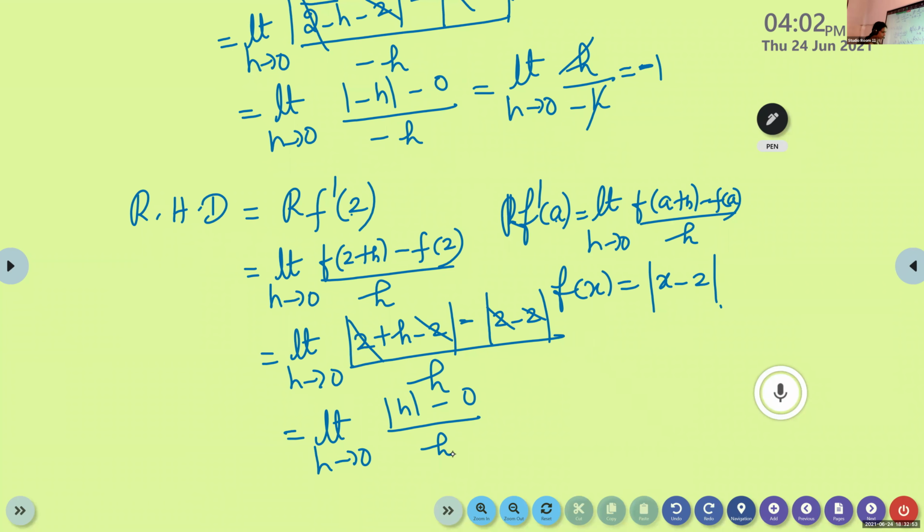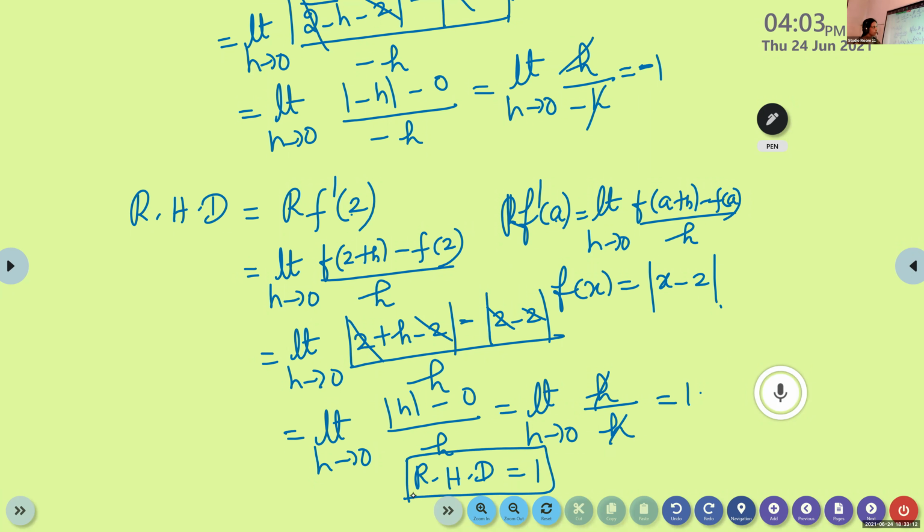So this is same as limit h tending to 0. Modulus of h is h. H by h, if you cancel this, it is 1. So we get right hand derivative as 1, and the left hand derivative as minus 1. Right hand derivative is 1 and left hand derivative is minus 1.